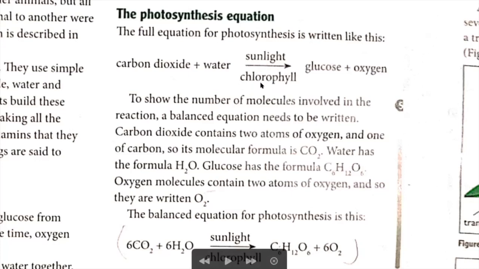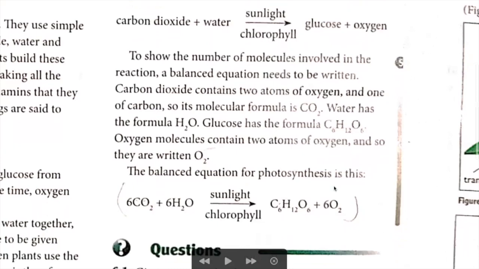Right now some of you might be confused: teacher, can I write chloroplast? If you write chloroplast here, you are wrong. Why? Because the one that absorbs the sunlight is chlorophyll, not chloroplast. We know that in order to do photosynthesis, the plant requires sunlight, so sunlight will be absorbed by chlorophyll. That's why we put sunlight and chlorophyll together here. And the products are glucose and oxygen.